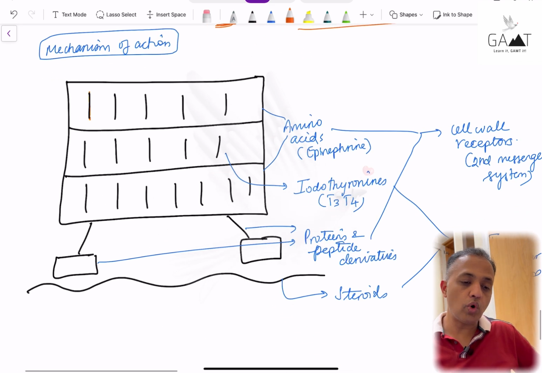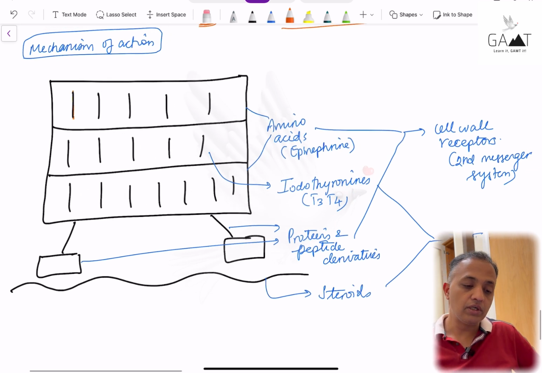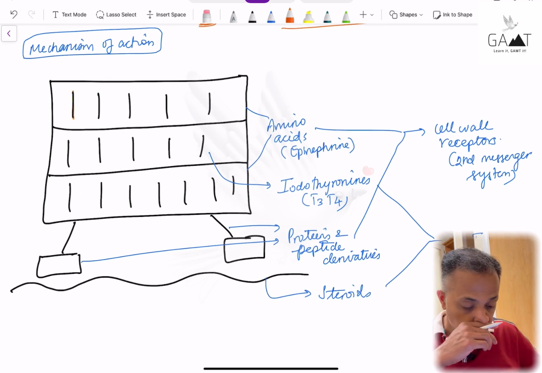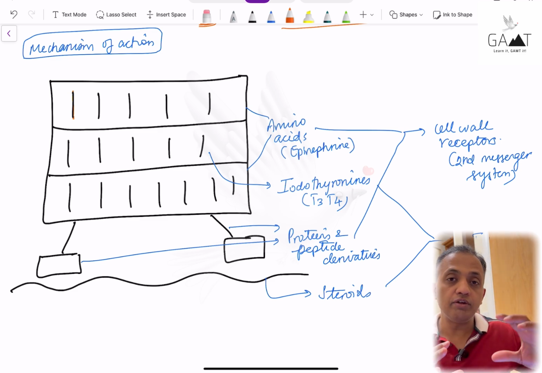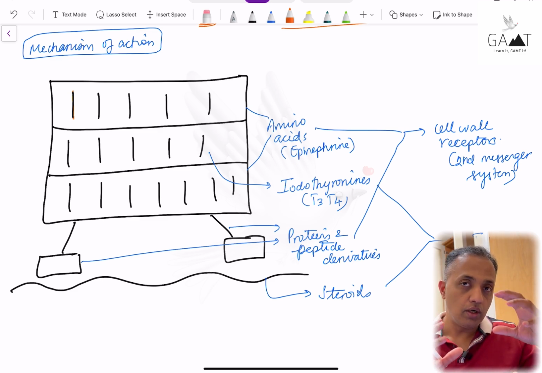So the last segment of this chapter is the mechanism of action. Before we go into the mechanism of action, we're going to look at the four different categories of hormones. Again, this has been asked multiple times in previous year questions, so just pay very close attention.